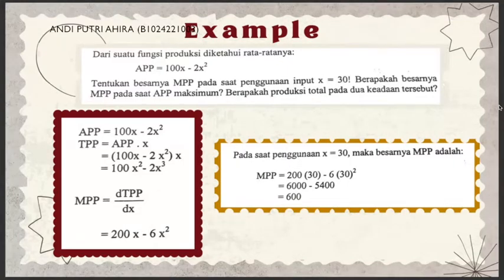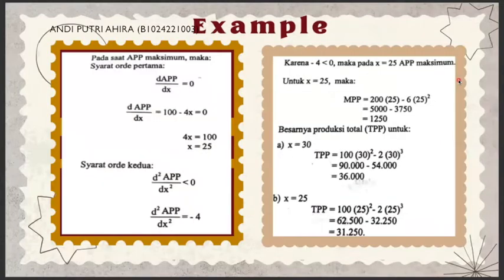When x equals 30, then the MPP is 200 times 30, because x is 30, minus 6 times 30 squared. The result will be 6,000 minus 5,400 equals 600. So the MPP is 600. Now we are going to look for the total production at those two circumstances.